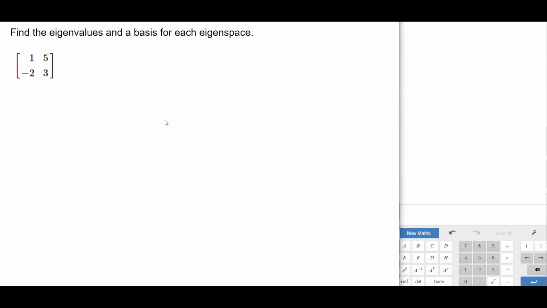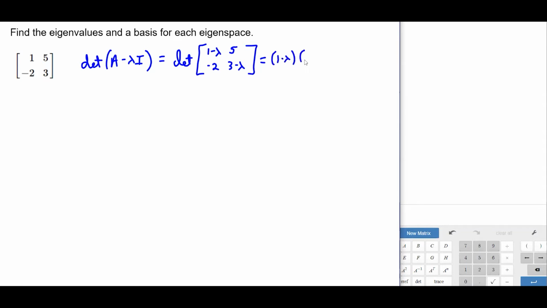All right, so we need to find the eigenvalues and a basis for each eigenspace for this matrix. So we'll find the determinant of A minus lambda I, and that just means we're going to find the determinant of the matrix where we subtract lambda from the main diagonal. So we get 1 minus lambda, 5, -2, 3 minus lambda. All right, so we multiply the diagonal, 1 minus lambda, 3 minus lambda, and then subtract the other diagonal. It's going to be plus 10.